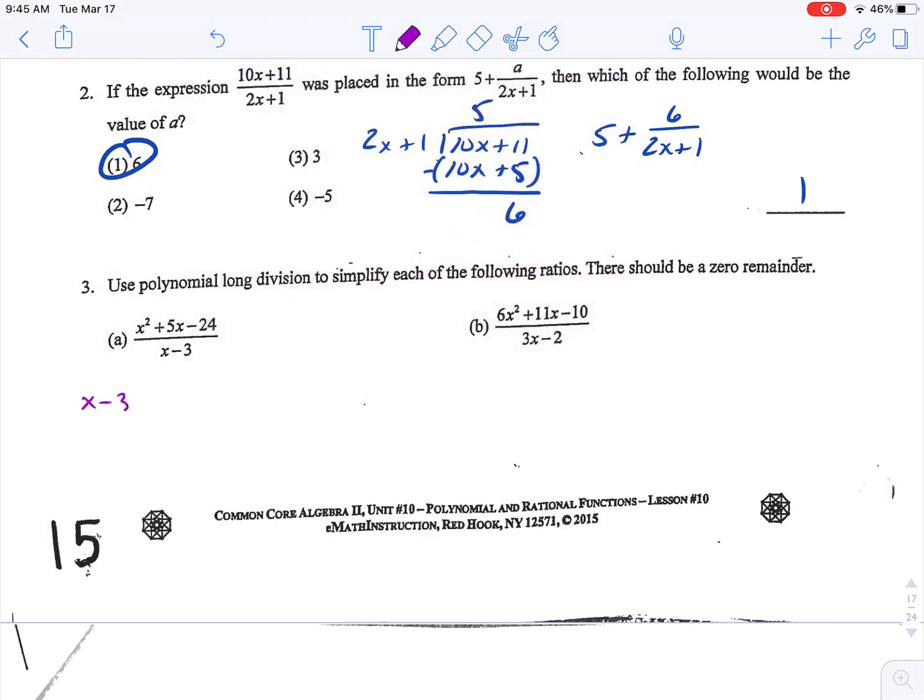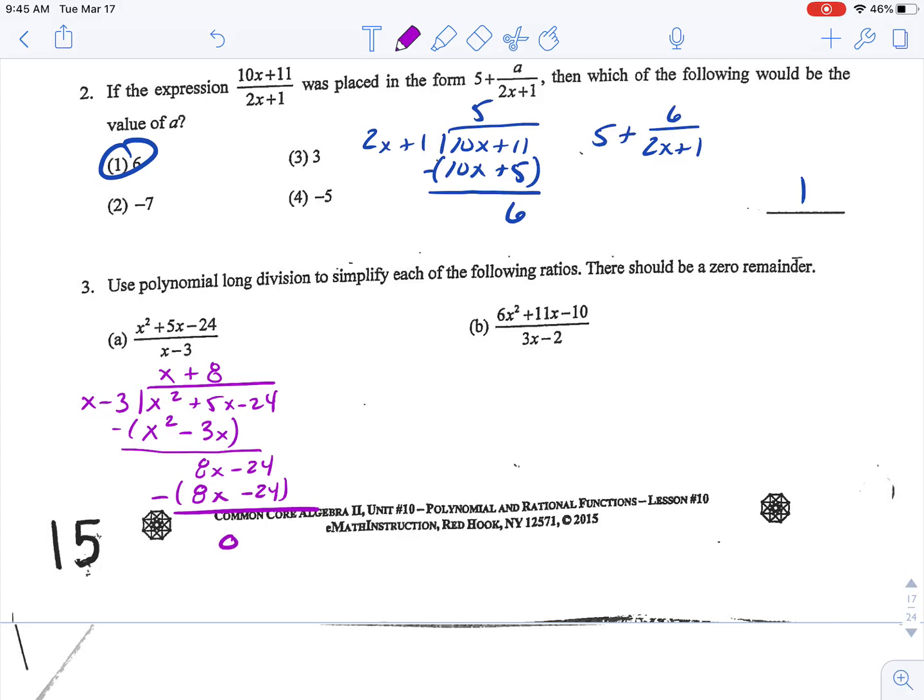Okay, let's go through these. Okay, x times x is x squared. Distributing, we get x squared minus 3x. Okay, 5x plus 3x is 8x. Bring down the negative 24. x times 8 is 8x. And distributing, we get this back. The remainder is 0. So the answer here is just the quotient x plus 8. No remainder. There we go. Okay, next one.